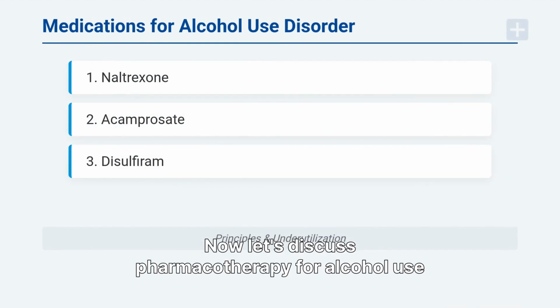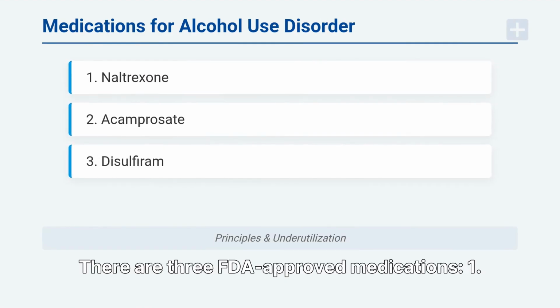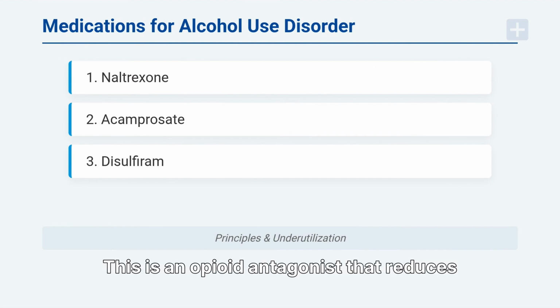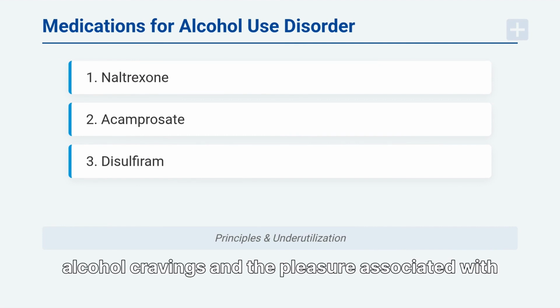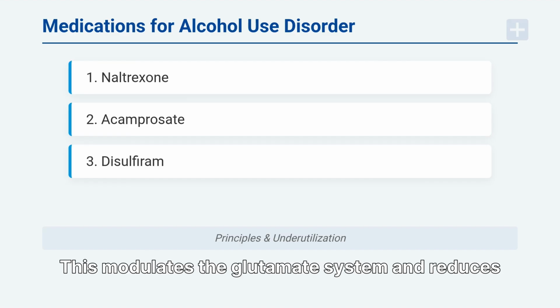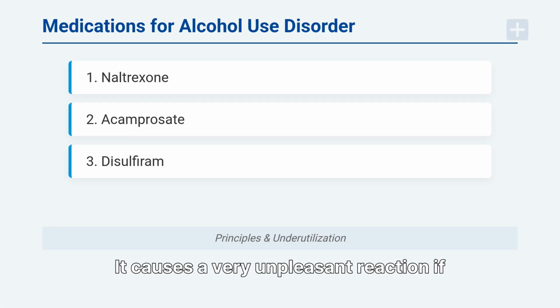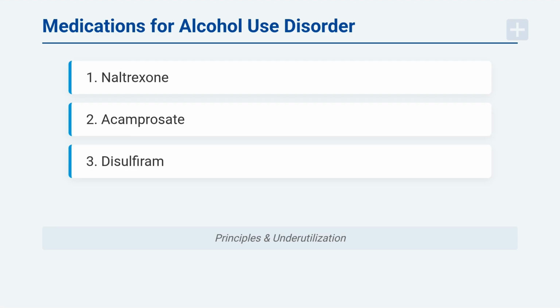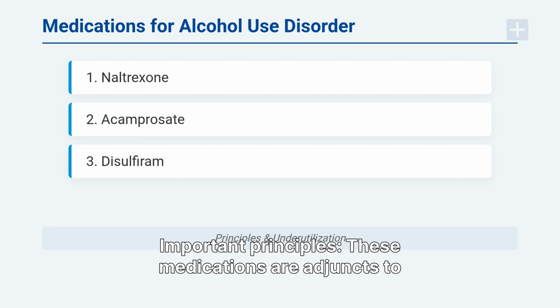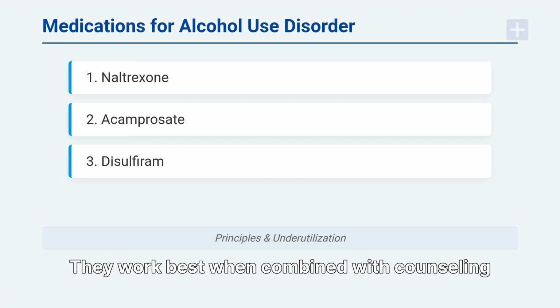Now let's discuss pharmacotherapy for alcohol use disorder. There are 3 FDA-approved medications. 1. Naltrexone. This is an opioid antagonist that reduces alcohol cravings and the pleasure associated with drinking. 2. Acamprosate. This modulates the glutamate system and reduces post-acute withdrawal symptoms. 3. Disulfiram. This is aversion therapy. It causes a very unpleasant reaction if alcohol is consumed. Important principles: these medications are adjuncts to psychotherapy, not standalone treatments. They work best when combined with counseling and support.